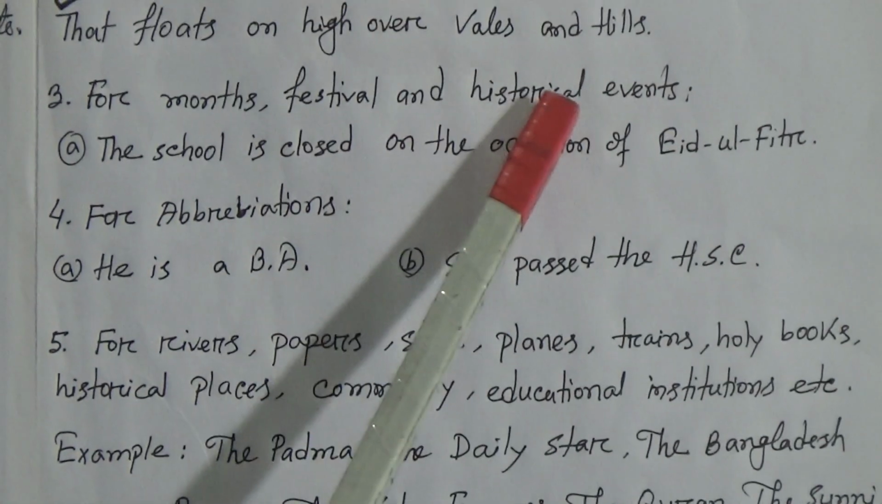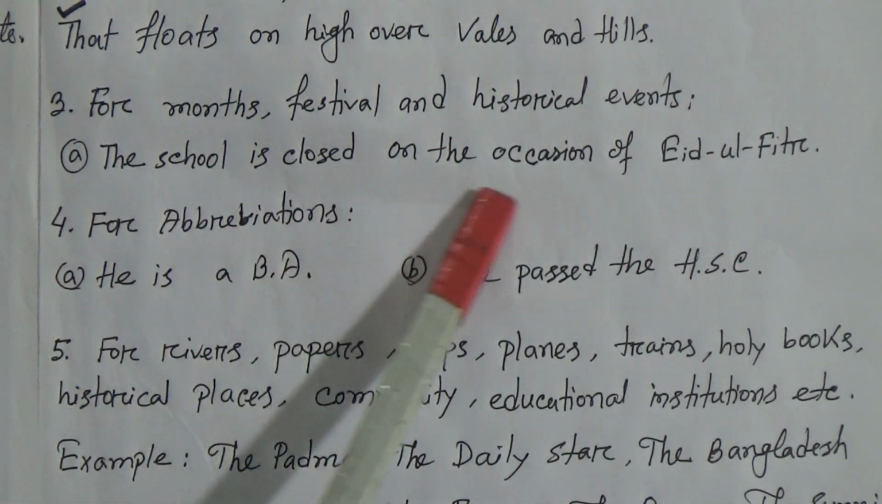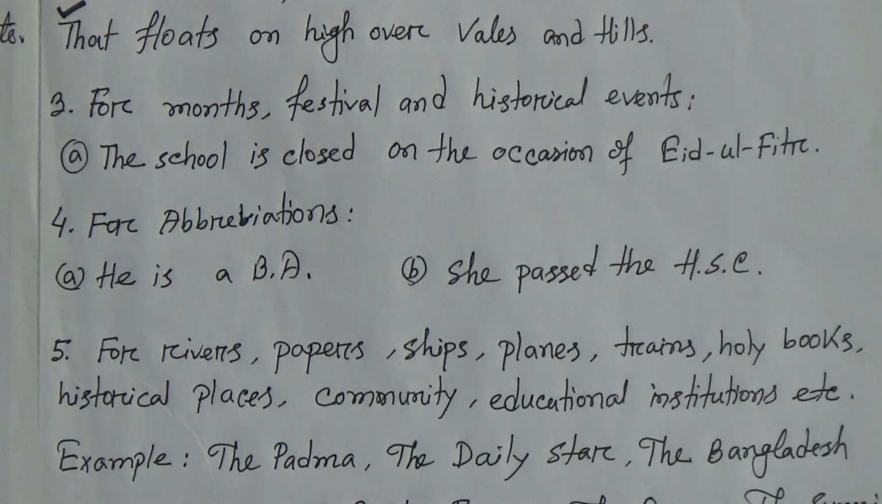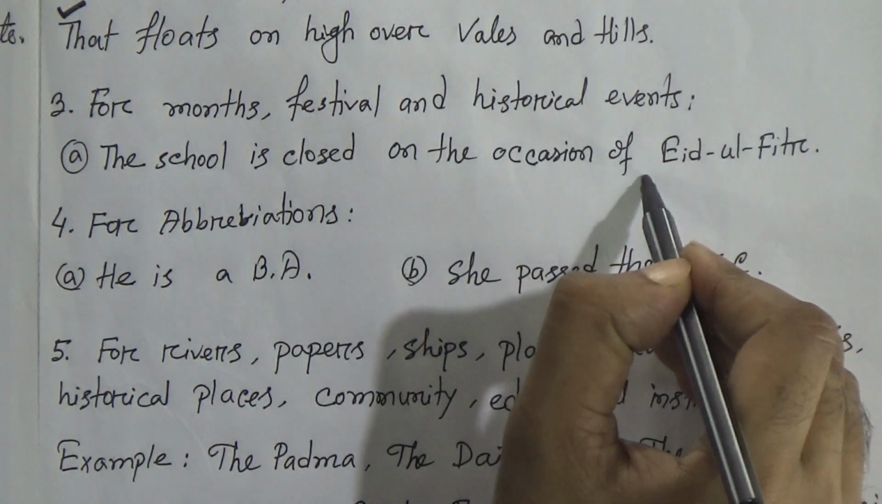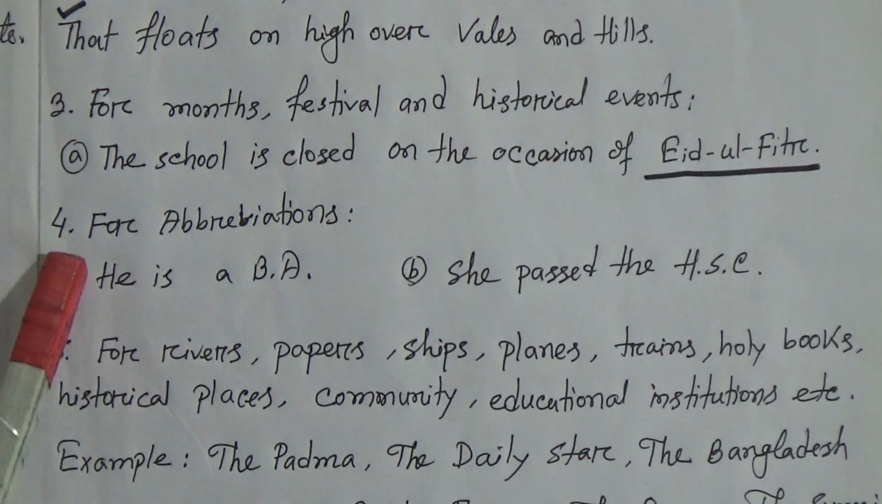Number 3, for months, festival and historical events. For example, the school is closed on the occasion of Eid al-Fitr. Eid al-Fitr is an occasion, and look, we have used capital letter here.